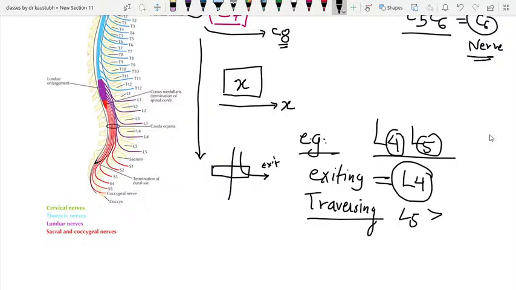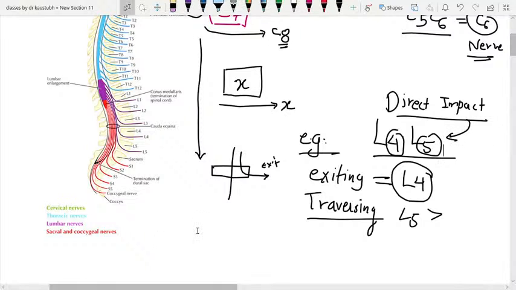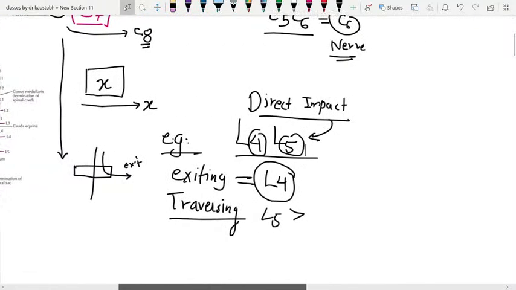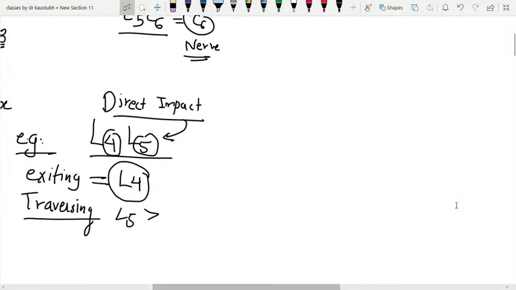So if there is a direct impact, that means external compression of the L4 L5 segment, what will happen? And what will happen if there is an intervertebral disc injury? With a direct impact, think most laterally. Is the exiting nerve present more laterally or the traversing nerve? It is the exiting nerve which is most lateral, and that's why with direct impact the L4 spinal nerve will be involved.